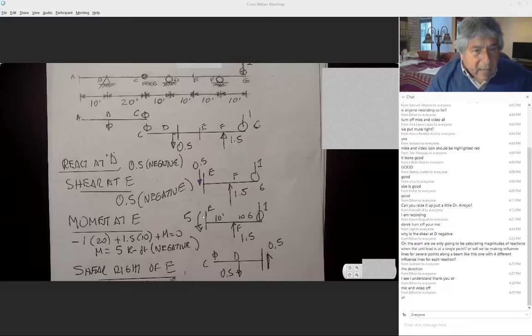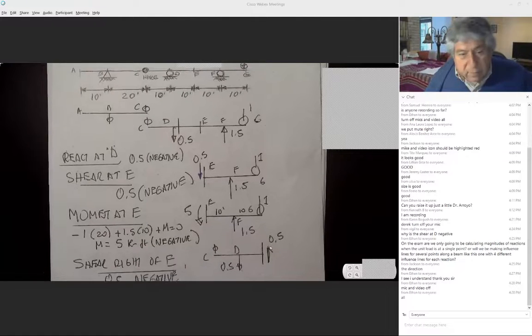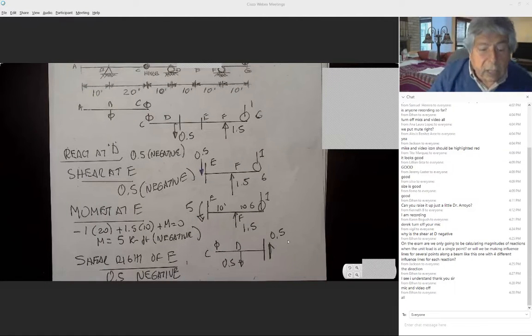And finally, I want to compute the shear to the right of D. So you can see my free body for the shear to the right of D. I'm taking this free body and putting it in here. You can see 0, 0.5, 0.5, and I'm taking this free body. As I mentioned, forces in Y: 0.5 down, 0.5 up. And because it goes up, it's a negative value.